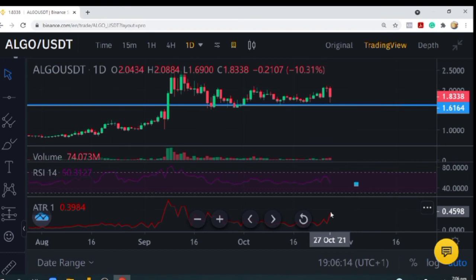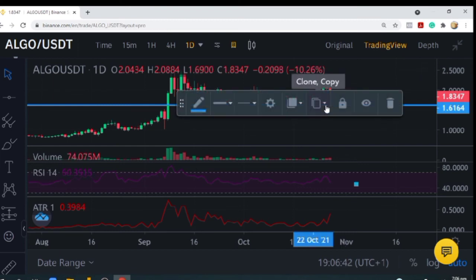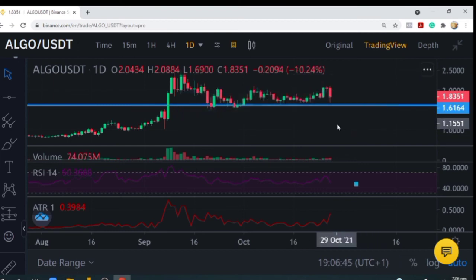So what that means is that we are going to subtract 0.39, which is the ATR that we have identified from here. We will set our stop loss at a point that is 0.39 below the support line, and our support is at this point, 1.61. So we are going to subtract 0.39 from 1.6164, and that will give us our stop loss.